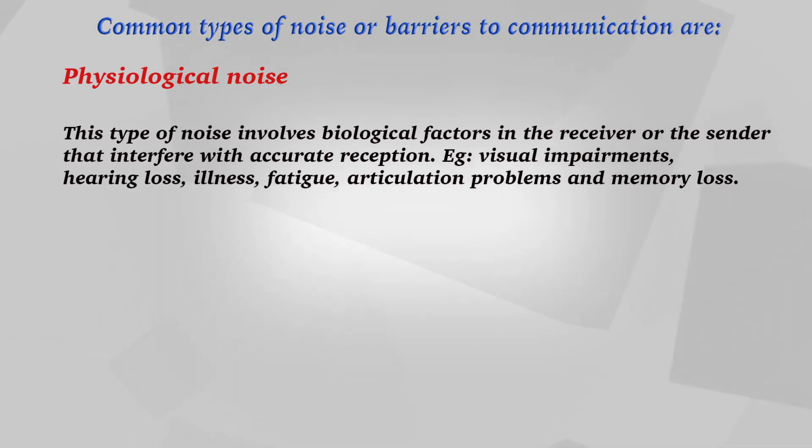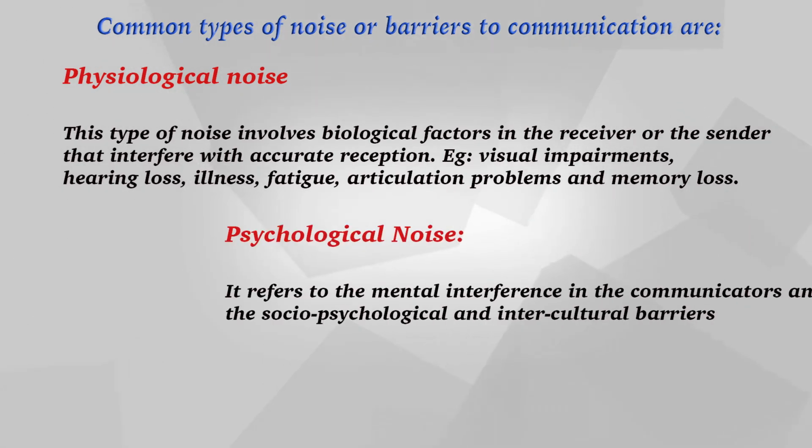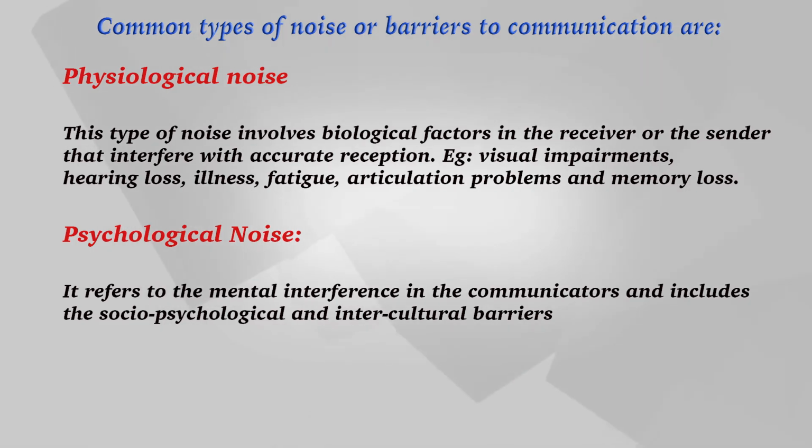Then there is the physiological noise. Now this type of noise involves biological factors in the receiver or the sender that interfere with accurate reception. Now what are the examples of physiological noise? The examples are visual impairments, hearing loss, illness, fatigue, articulation problems, and memory loss.